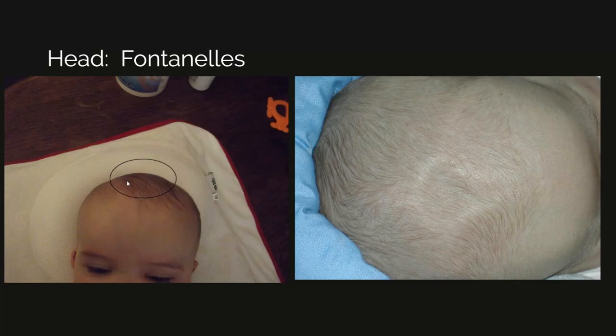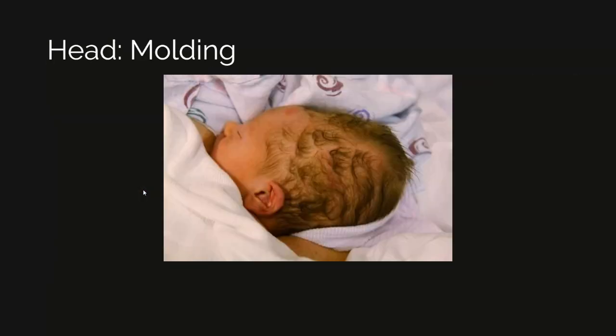This kid has a syndrome. And part of that syndrome means that there's fluid on the brain. And that's what a bulging fontanelle means. So it's important to assess fontanelles.